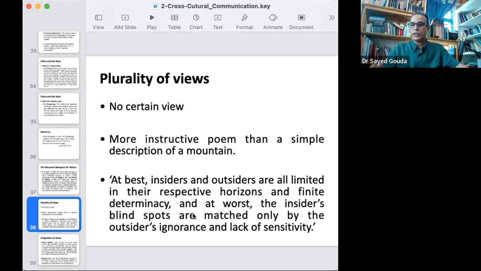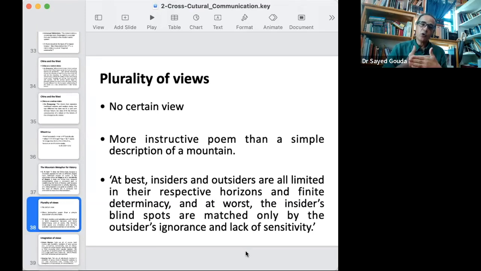At best, insiders and outsiders are all limited in their respective horizons and finite determinacy. This part is very powerful. And at worst, the insiders' blind spots. These Western scholars say the insiders, the Chinese scholars, have these blind spots because they are so close to their history. There are many things they do not see.